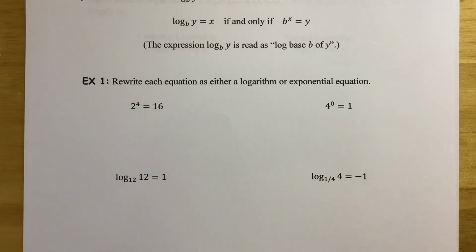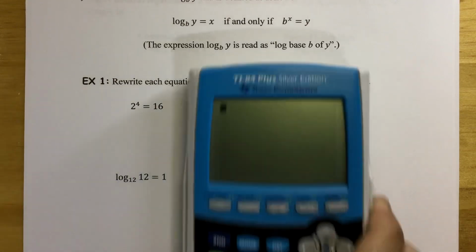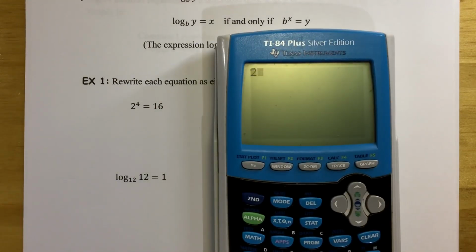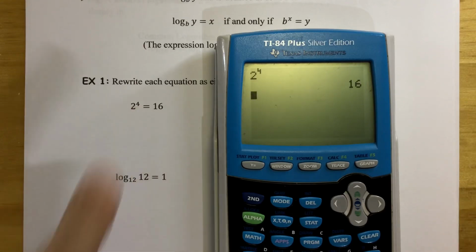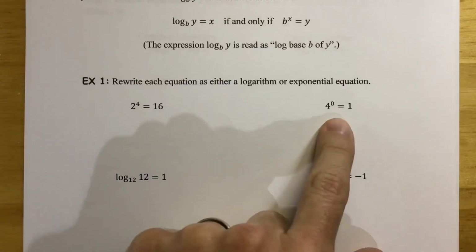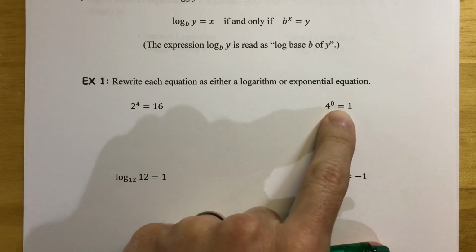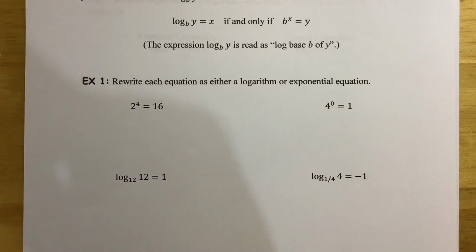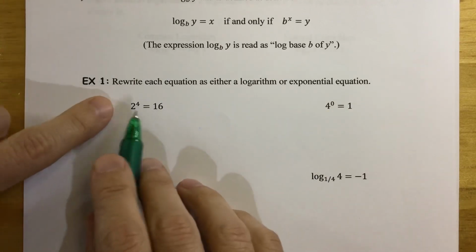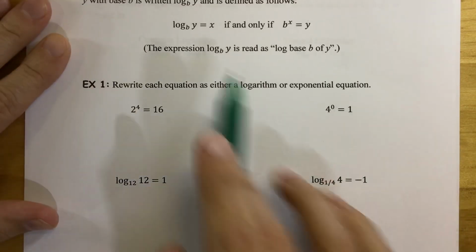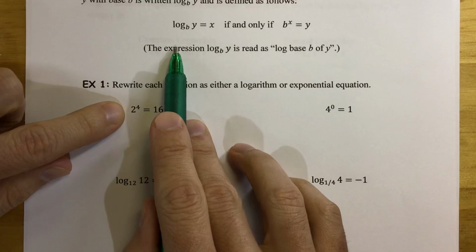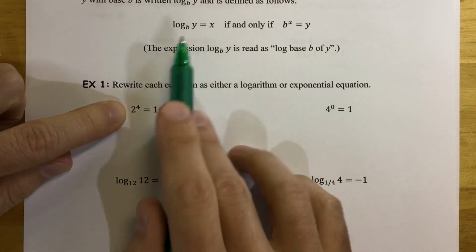I'm getting out a calculator right now. Okay, let's just make sure everybody's on the same page here. 2 to the 4th power is equal to 16. That is a true fact. That one's going to be true as well: 4 to the 0 power, anything to the 0 power is 1. So then the claim is you can change this into a logarithm. Good, you can see it up here. We can change it into a logarithm that will also be a true expression.